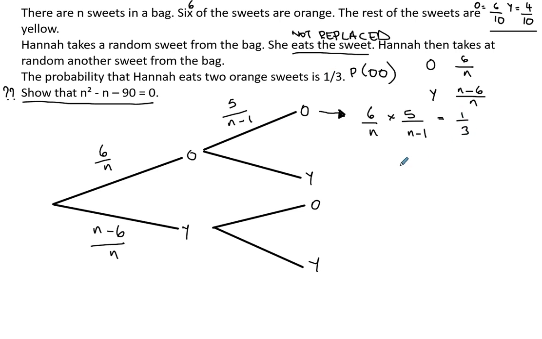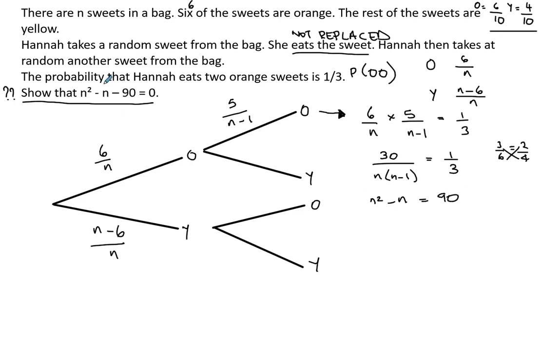If I multiply it across, I get 6 times 5 is 30 over n minus 1 equals 1/3. And here I'll use my 3/6 equals 2/4 format, where I can cross multiply. So I'll go 30 times 3, let's do it the other way around, n times n minus 1 times 1. So we'll just expand that. So we've got n squared minus n equals 90.